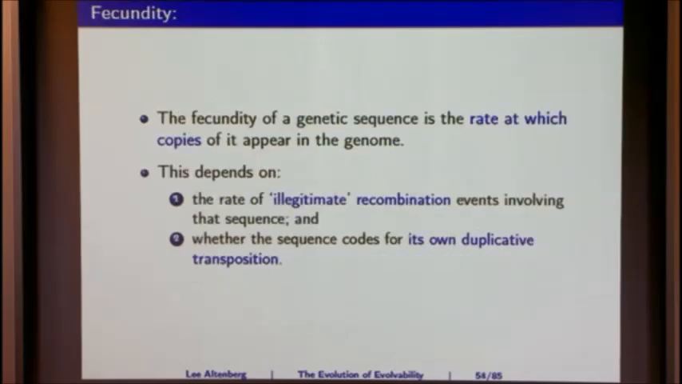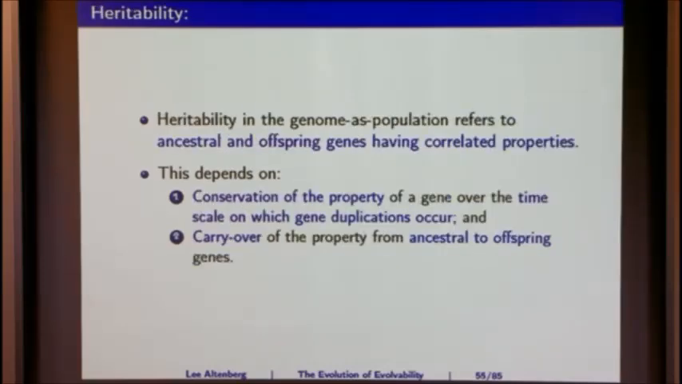Fecundity here is simply the rate at which a gene is copied by all the genetic processes of the genome. Transposable elements would be very high in this fecundity property, but not very high in viability, because they tend to get eliminated rather quickly. And then heritability in this genome as a population refers to ancestral and offspring genes having correlated properties: the conservation of the property of a gene over the time scale on which the duplication occurs, and a carryover of the property from ancestral to offspring genes.